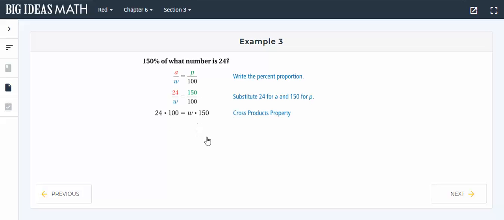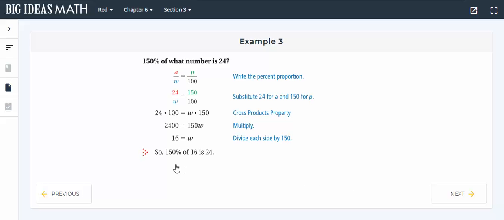Again, you can cross multiply 24 times 100, 150W, and then divide by 150 on both sides. So 16 is your answer. And again, because it is not the percent, you just leave it as 16. 150% of 16 is 24.